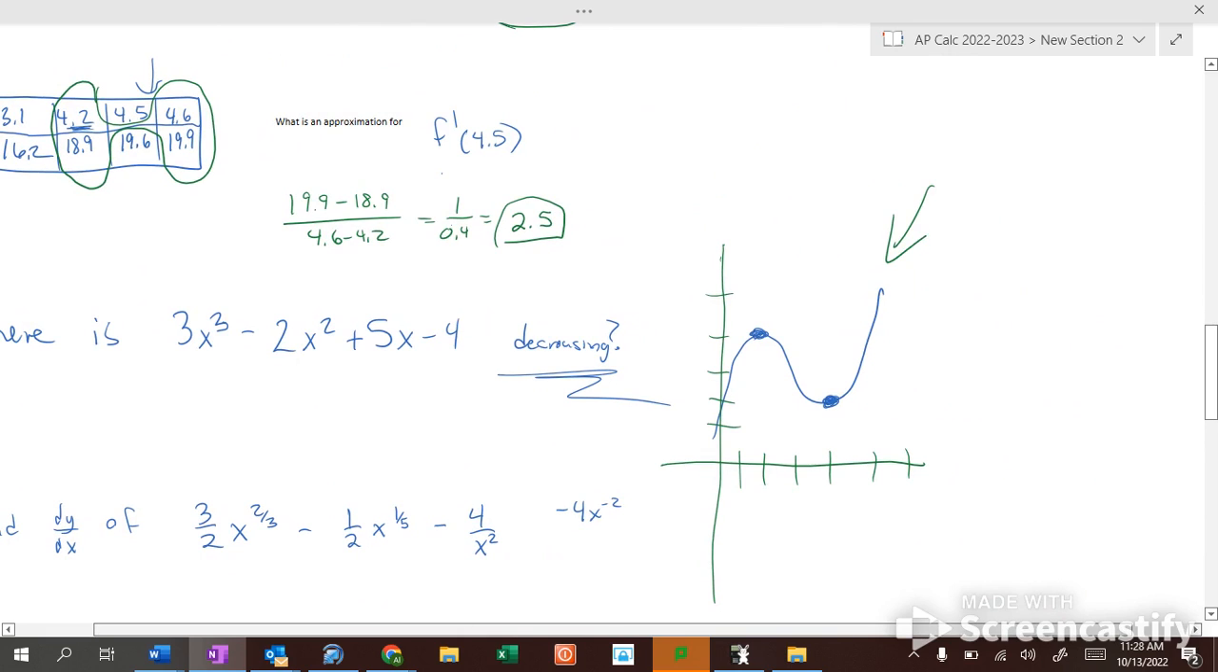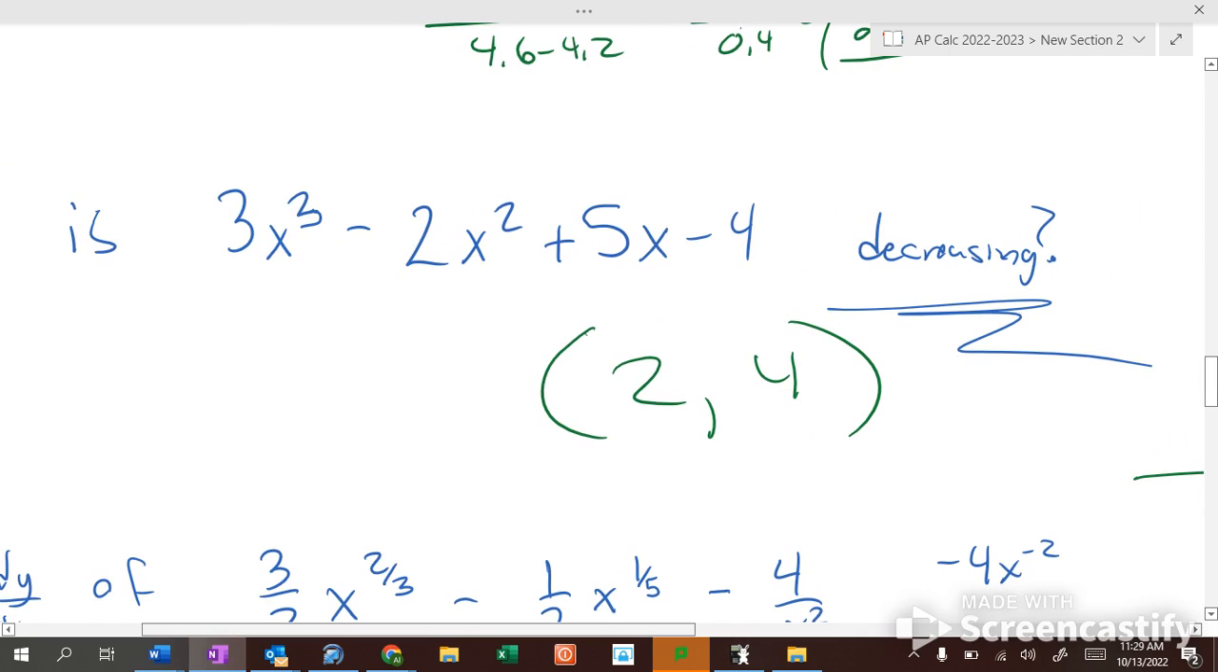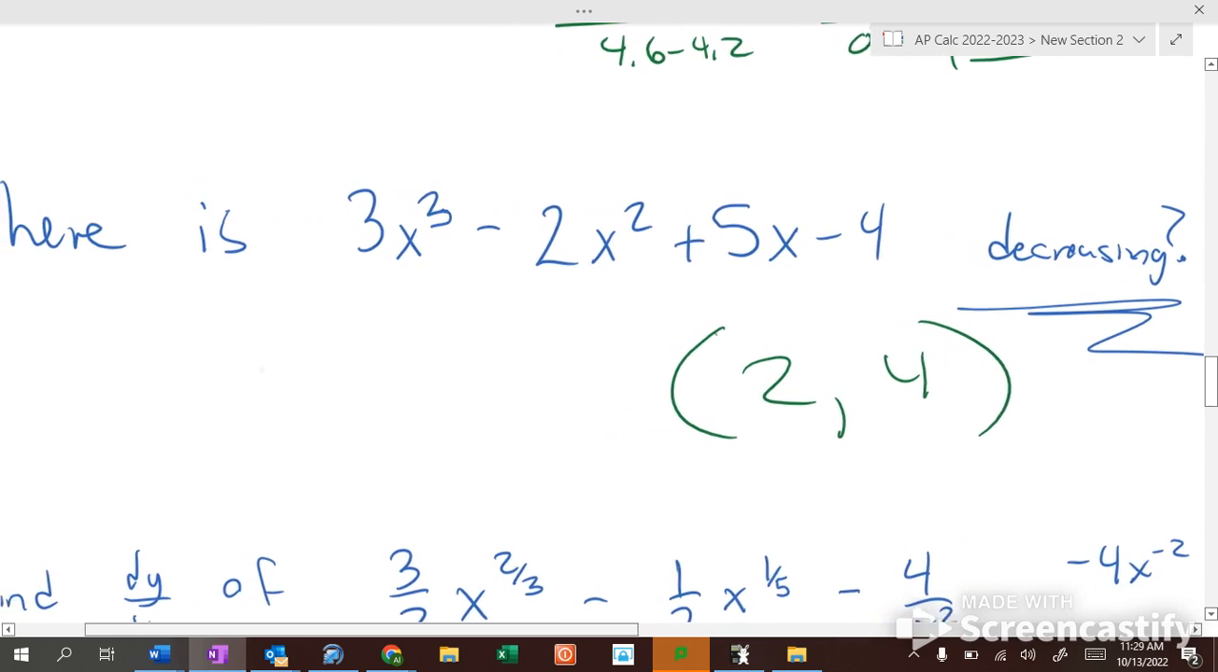Where is this function 3x cubed minus 2x squared plus 5x minus 4 decreasing? Where is it a decreasing function? So where is the slope negative? Looks like it's from 2 to 4. Okay, from 2 to 4. If we want to figure that out for sure, we can take the first derivative and figure out where the first derivative is negative. Okay? How would we do that? Well, what's the first derivative of this?